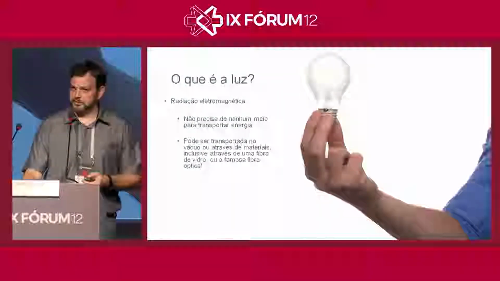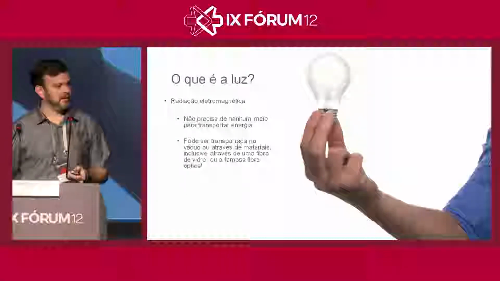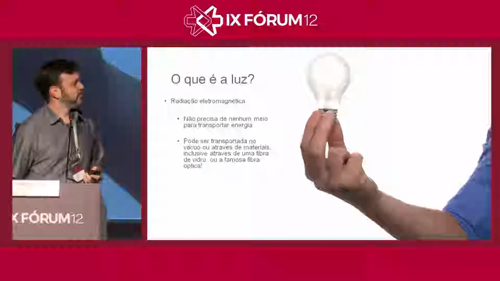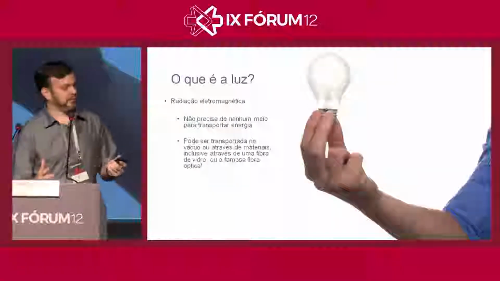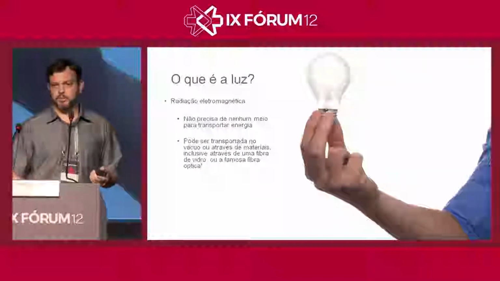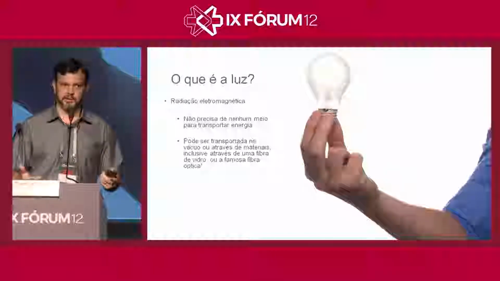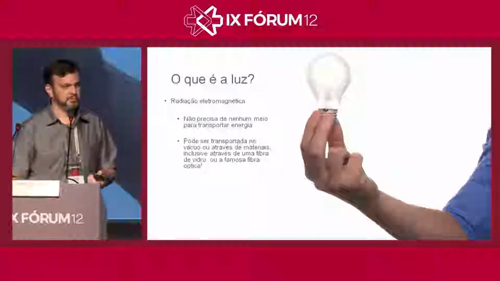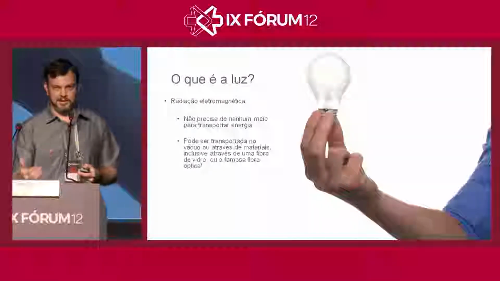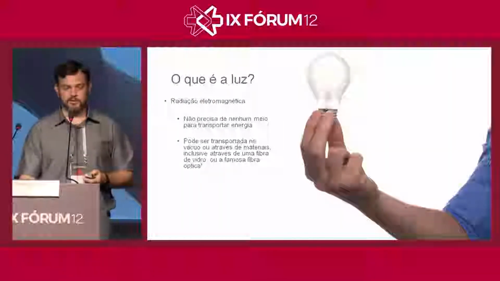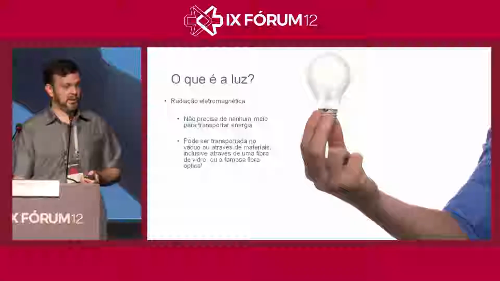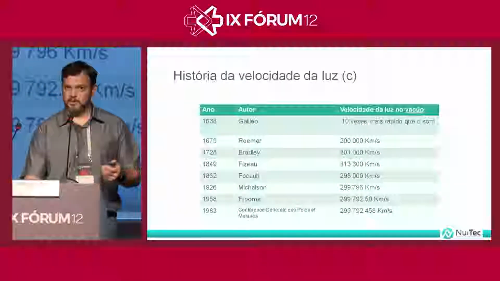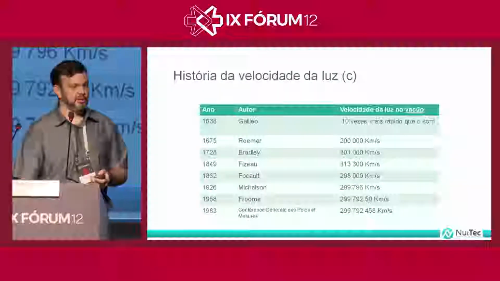And what is light? At the end of the line, what are we transmitting here? This is electromagnetic radiation. There is no major secret here. I am not going to go into physics, but you don't need a medium to transport it. It goes through void, water, any material, and it has this property of just going through, and as it is an electromagnetic wave, we have a speed measurement.